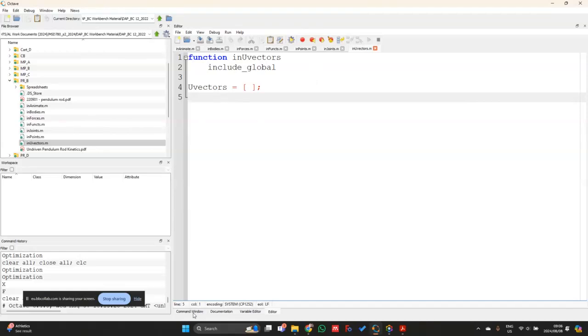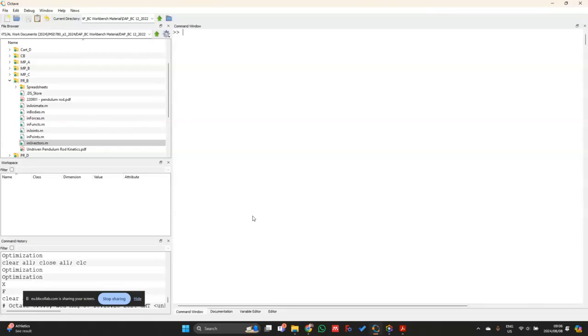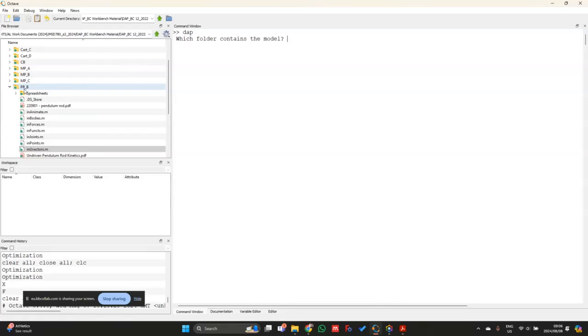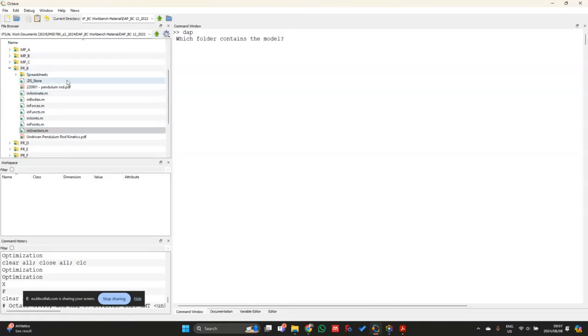Right, so once all of that is done, I'm ready to actually run the program. If you're working in the global folder over here, you'll see you have this dap.m file. So I'm just going to type in dap, and then it asks me a question: which folder contains the model. The folder in question is pr_b, because all of our input files are summarized under this folder. So I'm just going to type in over here pr_b.